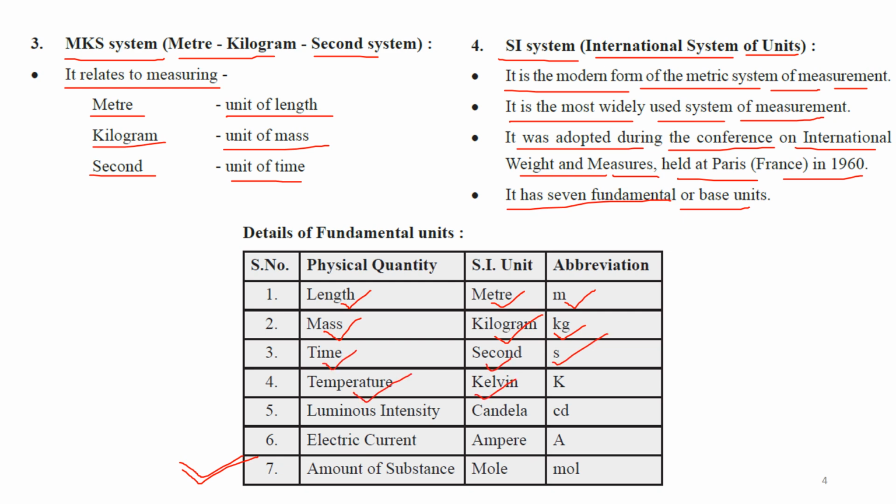Temperature, Kelvin, capital K. Luminous intensity, it's candela, denoted by cd. Electric current is in ampere, denoted by capital A. Amount of substance is in mole. The SI unit is mole and its abbreviation is mol.